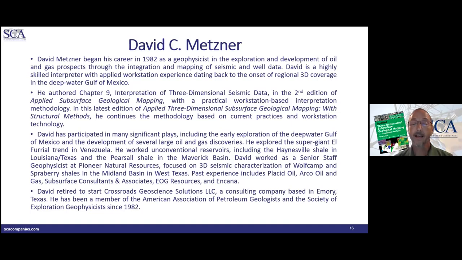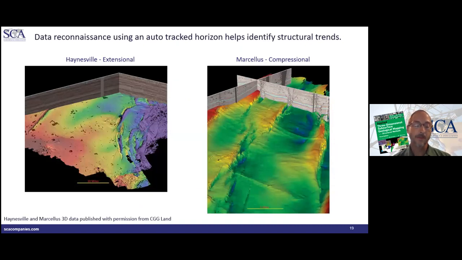Yes, in the next slides, we can show some of these examples. Here we see data reconnaissance using an auto-tracked horizon. These can be done very quickly, and it helps you easily spot the structural trends in the data. Both examples here, one is extensional from the Haynesville, the other is from compressional play in the Marcellus. And then you can see that the faults are very well defined and the structure is emerging even very early in the interpretation process.